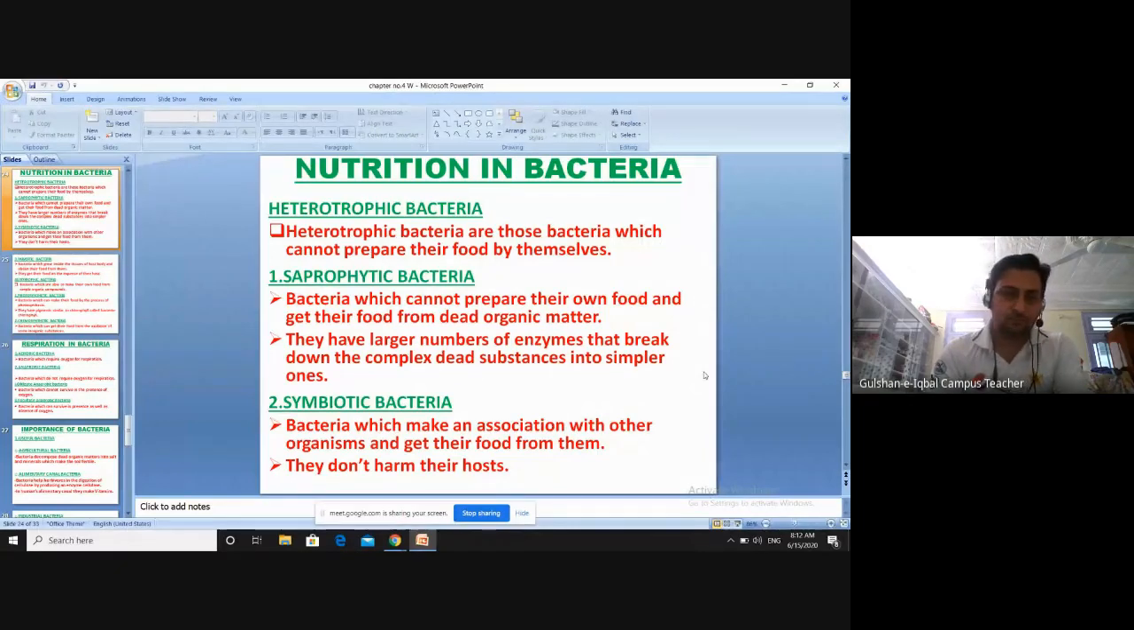When they become dead, these bacteria act upon them, get their food from them, and in return decompose those things. Okay. The second type of heterotrophic bacteria is symbiotic bacteria. Symbiosis is a kind of relationship in which two organisms associate with one another and depend on one another. They give benefits to one another, but neither of them is harmed. So bacteria which make an association with other organisms and get their food from them, and do not harm them, are known as symbiotic bacteria. This is the second type of heterotrophic bacteria.